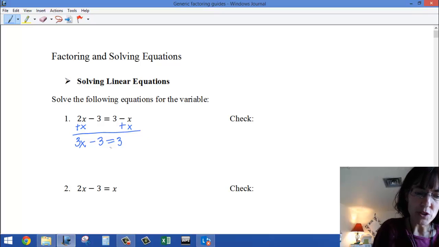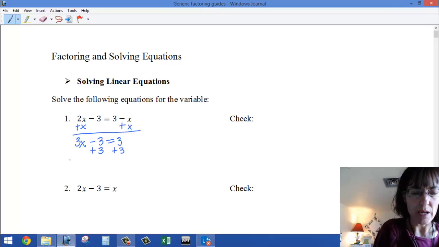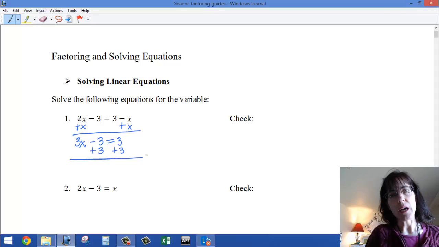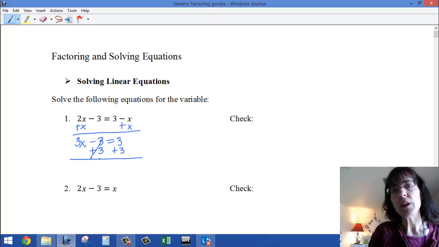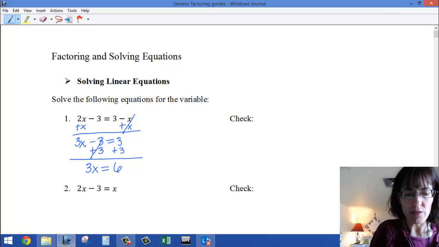Now the next thing I want to do is move the 3 here. So add a 3. That's going to move that 3 from the left-hand side over to the right-hand side. Whatever I do on the left-hand side of the equal sign, I have to do the exact same thing, signs and everything, on the right-hand side. So here I have 3x minus 3, 3x plus 3. The negative 3 and the positive 3 are going to cancel just as the x's did. And so I'll be left with 3x equals, and then 3 plus 3 is going to give me 6.